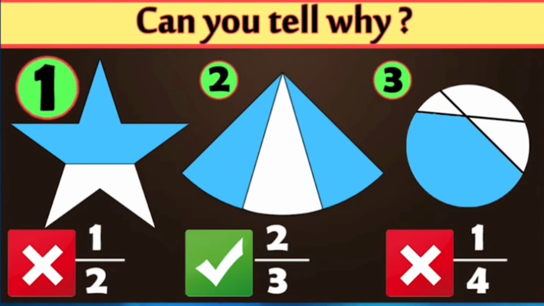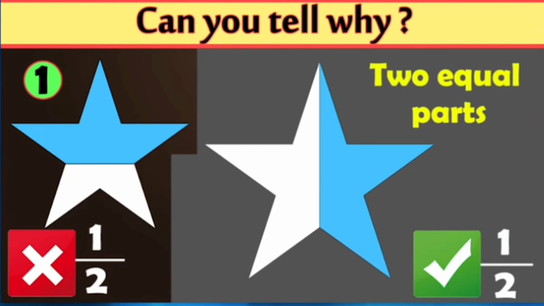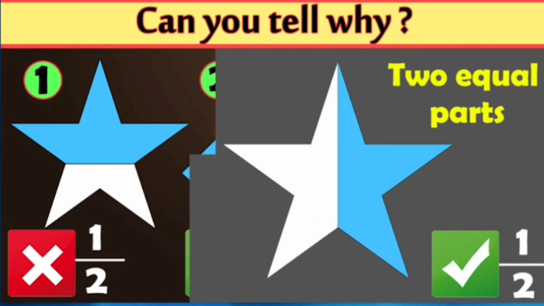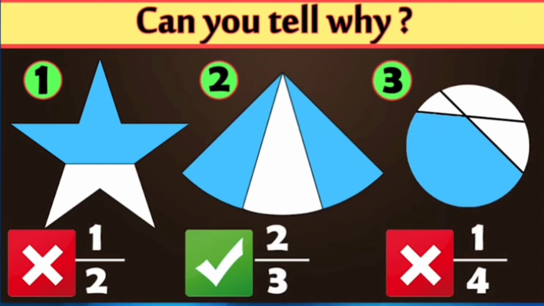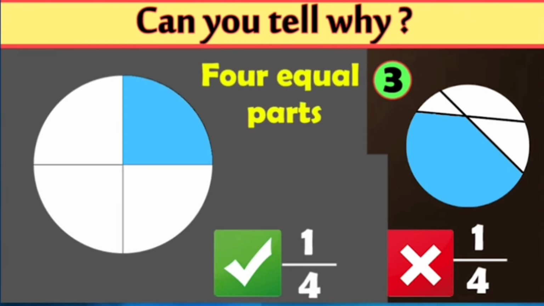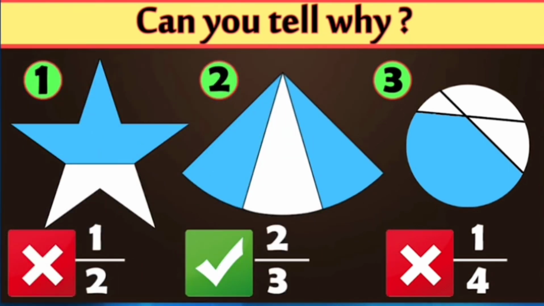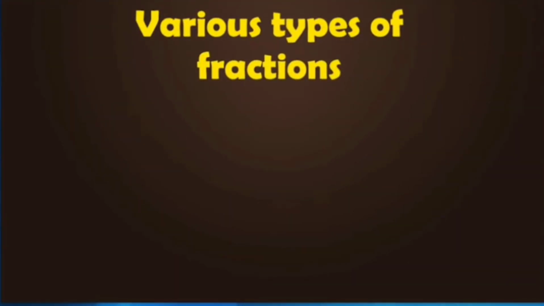In figure 1, it is not divided into 2 equal parts, and in figure 3, it is not divided into 4 equal parts. And hence the fractions do not correspond to the shaded regions. Did you get all the 3 correct? Let's take a step further, learning the various types of fractions.